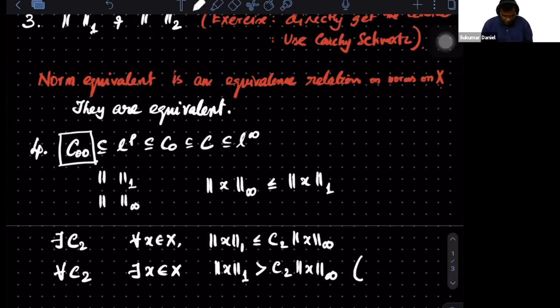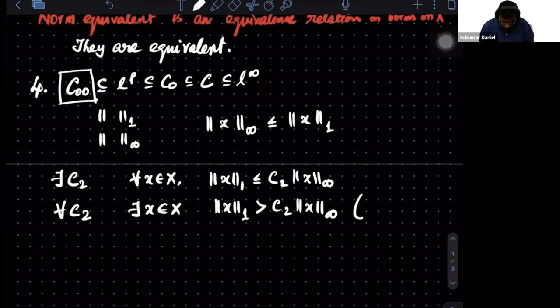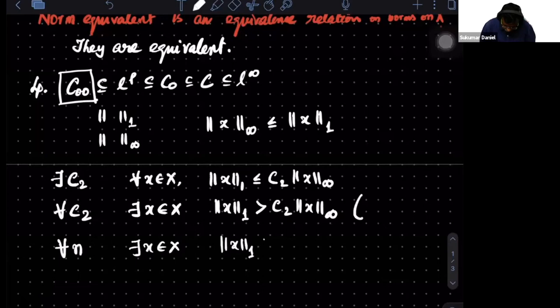And notice that this is the way that we will try whenever we want to say that two norms are not equivalent. In fact, one can even simplify this. Instead of looking at all C2, this is again a standard thing in analysis. We will look for the following. If I show that for all natural numbers n, I can produce an x in X such that norm x1 is bigger than n times norm x infinity, can you say that this last statement is sufficient to prove the previous statement? How many of you agree?